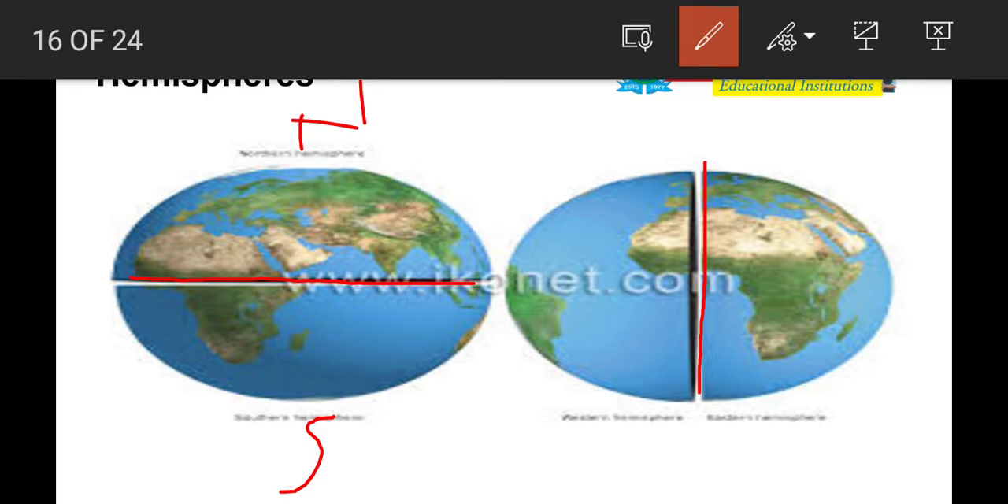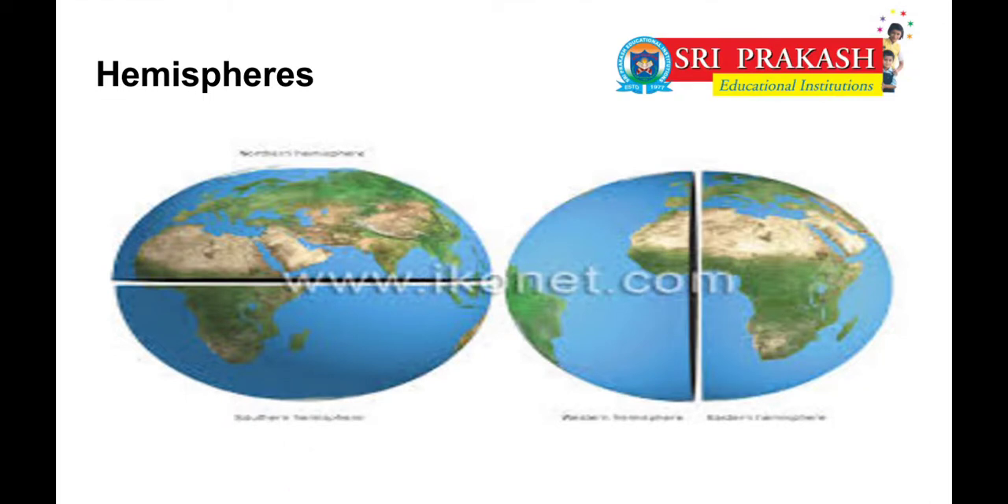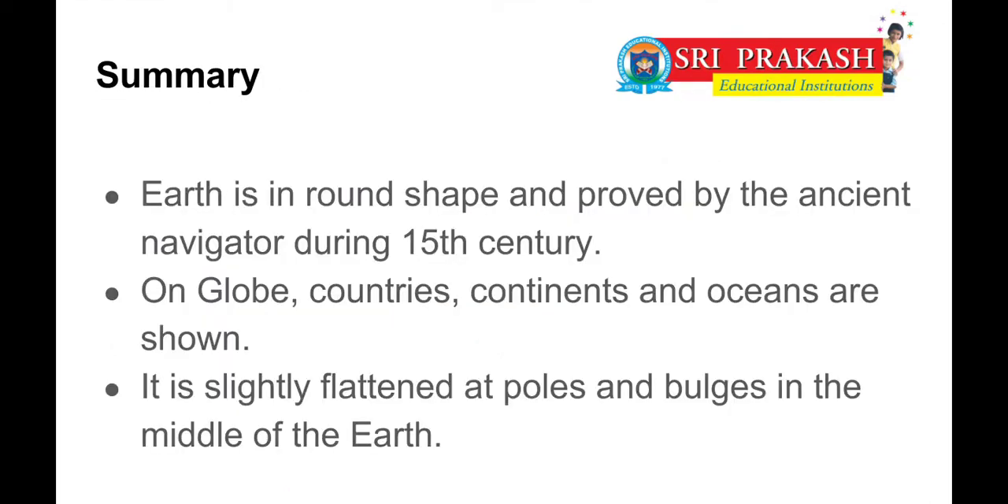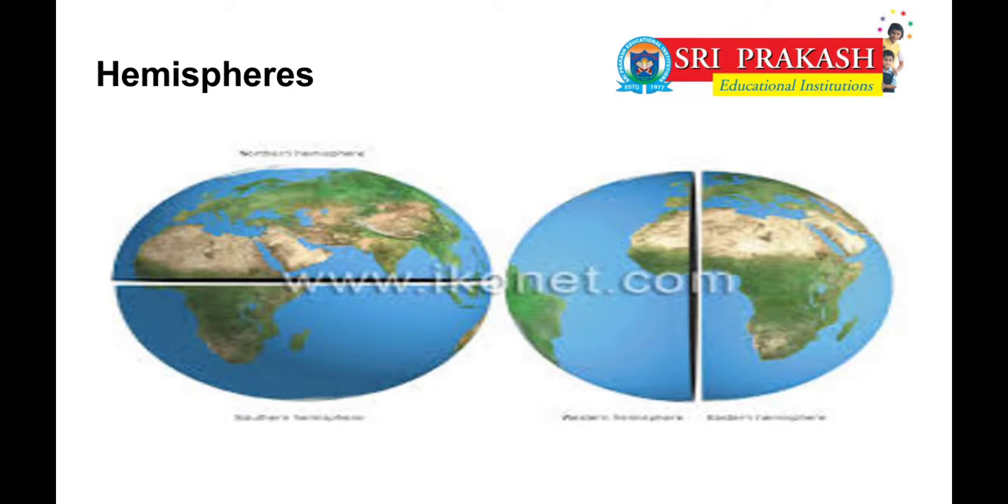So here the prime meridian divides the earth into two halves. What are the two parts, children? Eastern hemisphere and western hemisphere. So in total how many hemispheres, children? North, south, east, west, total four hemispheres. So this is about the hemispheres, children. Okay, I hope that you understood everything.